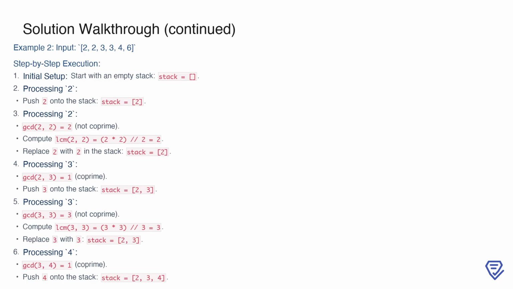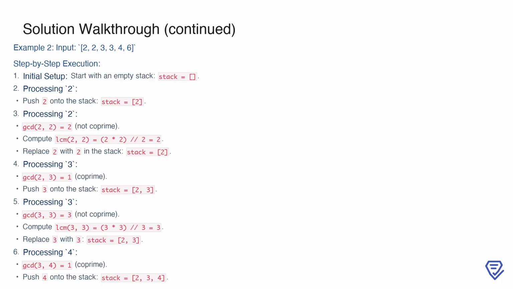In the second example, the input array is 2, 2, 3, 3, 4, 6. As before, we start with an empty stack. The first number is 2, which we push onto the stack, resulting in 2. For the second 2, the GCD of the top of the stack, 2, and the current number, 2, is 2, meaning they are not coprime. We compute their LCM as 2 * 2 // 2 equals 2, and we replace 2 with 2 in the stack, leaving it unchanged as 2.